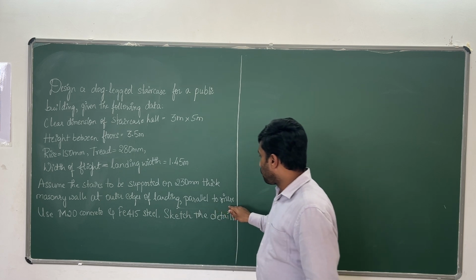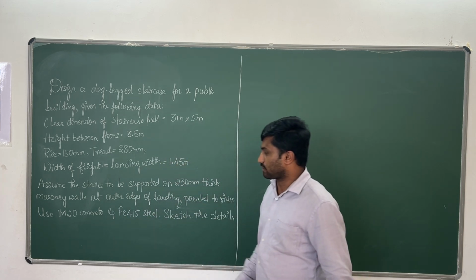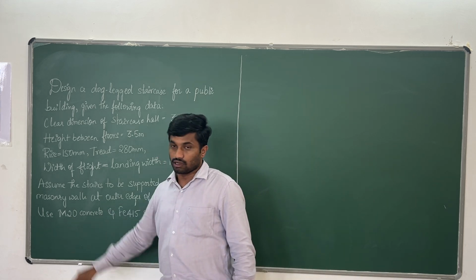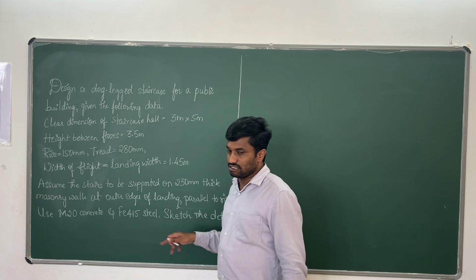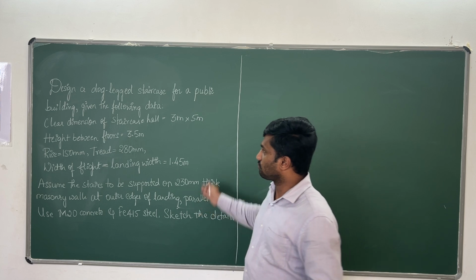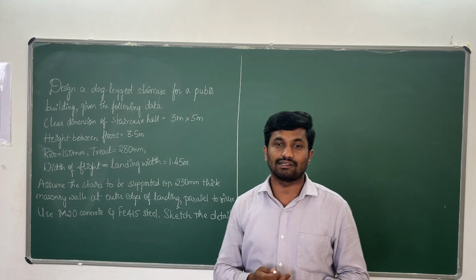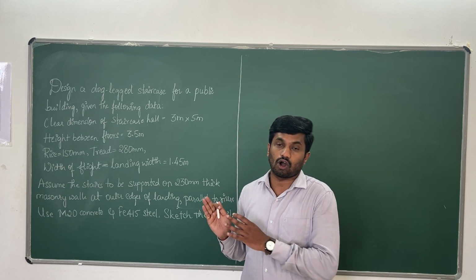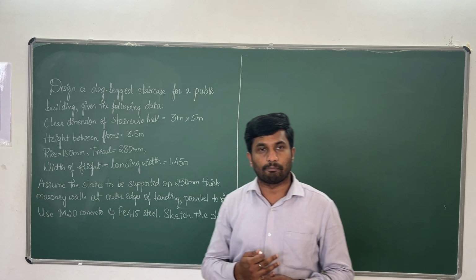The landing is spanning in the same direction as the rise. Use M20 grade concrete and Fe415 steel. This is very important: the grade of concrete and grade of steel. Also sketch the details of reinforcement. These are all the given data for the design of the dog-leg staircase as per limit state design, that is IS 456-2000. We will proceed step by step.